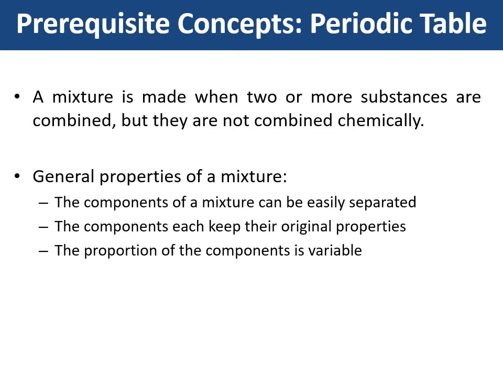Next, a mixture is made up of two or more substances that are combined, but they are not combined chemically. I also have here general properties of mixture. So, ano nga ba ito? Isa-isahin natin. Number 1.